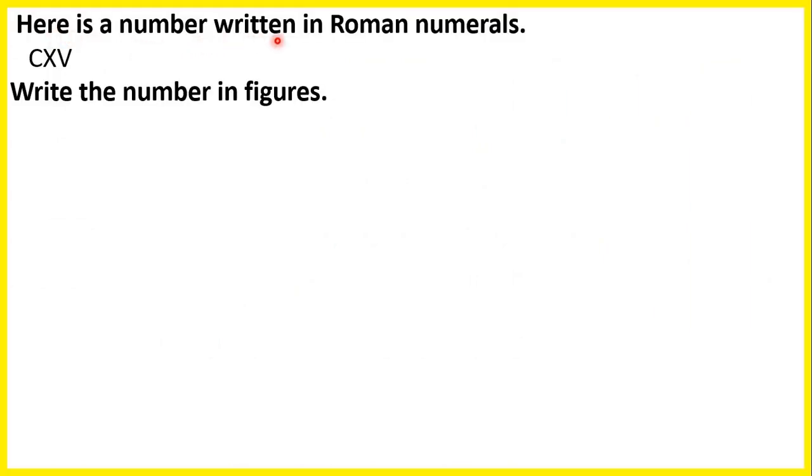Here is a number written in Roman numerals. We have CXV. Write the number in figures. So we need to remember that C is 100, X is 10, and V is 5. So our number in figures is 115. That's 1 in the hundreds because C is 100, 1 in the tens because X is 10, and 5 in the ones because V is 5.